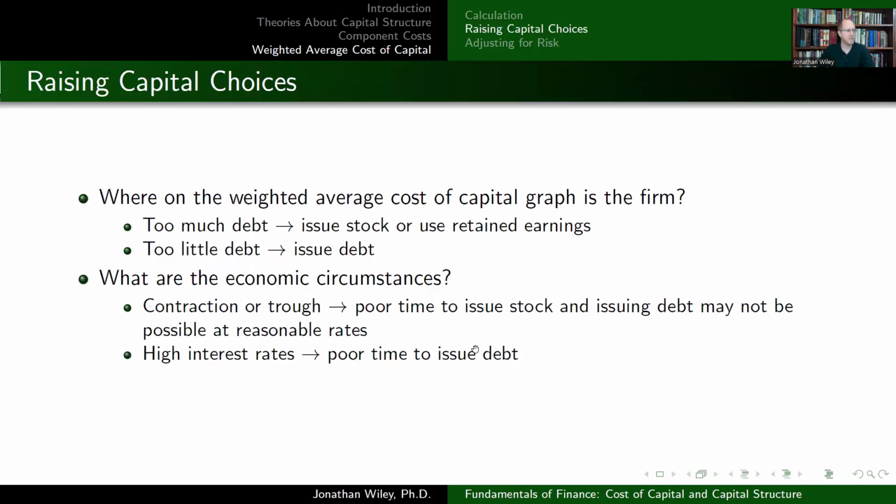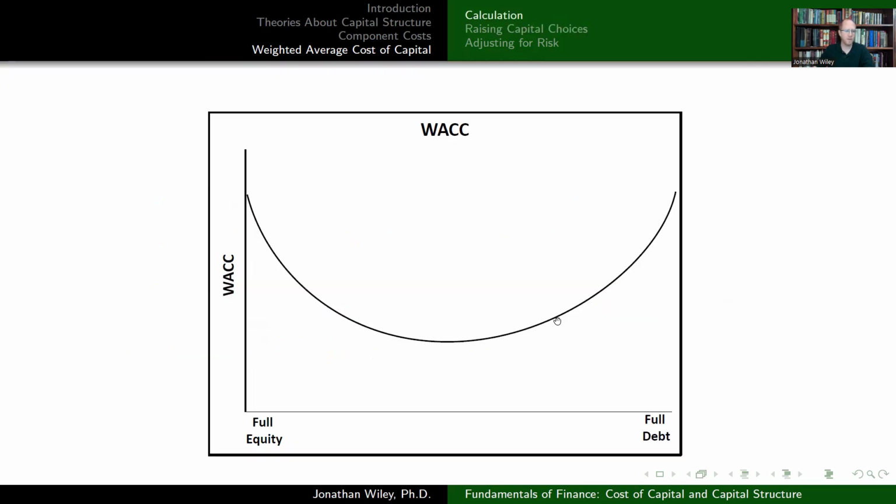If the firm has too much debt, then we should issue stock or use retained earnings to get more equity and shift the capital structure. So if the firm finds itself over here, that's suboptimal. This is the optimal spot. The idea would be to issue stock, use retained earnings, and try not to borrow, because over time, as the proportion of equity increases, the company would slide down towards that low point, which would be preferable.